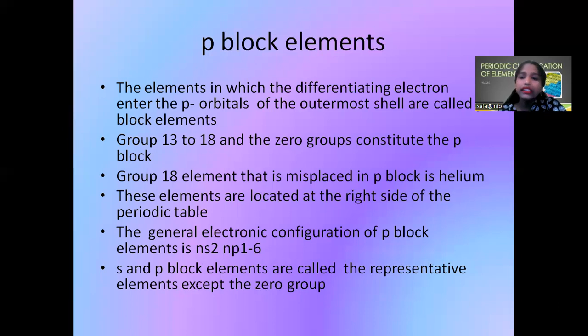Because, as it is p block, zero group is also called p block only. Why doesn't it come under representative elements? Because it doesn't show the property. So in the p block elements, the zero group doesn't show the property of representative elements, so it is not called representative elements. But all the elements in s and p block elements show the representative elements property except the zero group.